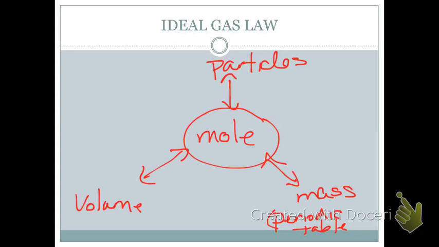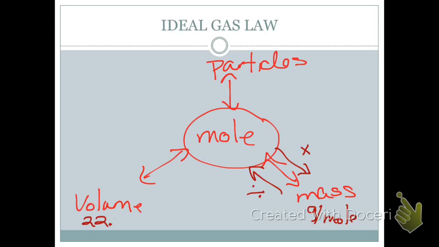Okay, and actually I want to do it this way. Mass is in grams per mole. Remember that if you want to go from moles to mass, you have to multiply, and to go from mass up to moles, you have to divide. Volume is 22.4 liters. To go from moles to volume, you have to multiply by 22.4. To go from volume back to moles, you have to divide by 22.4.